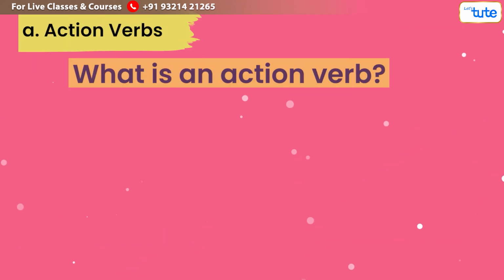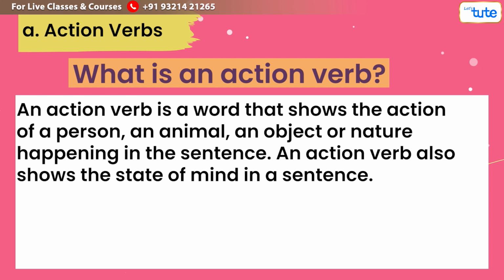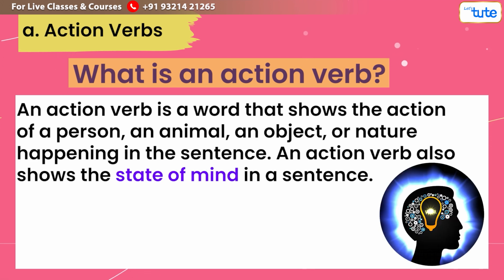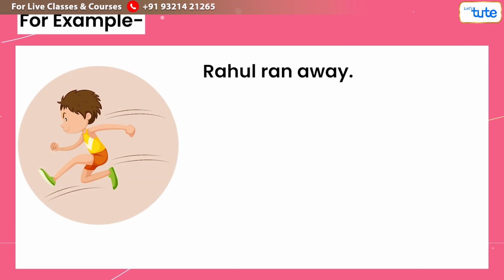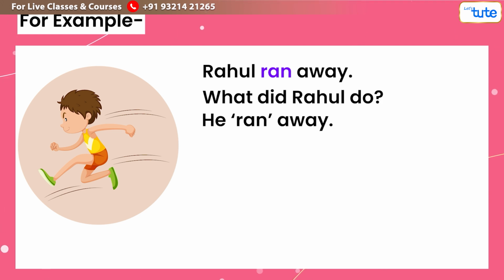Action verb. What is an action verb? An action verb is a word that shows the action of a person, an animal, an object, or nature happening in the sentence. An action verb also shows the state of mind in a sentence. For example, Rahul ran away. Here, the word ran shows the action that is happening in the sentence. What did Rahul do? He ran away. Thus, the word ran is an action verb.